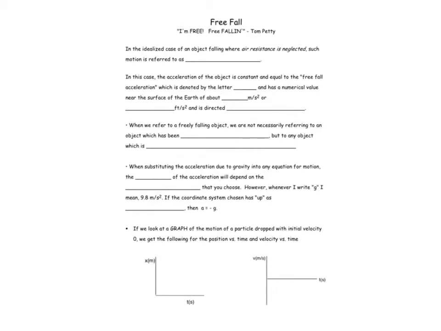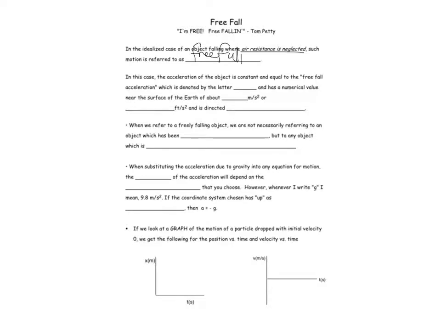In this video, we're going to be talking a little bit about free fall. Free fall is really the perfect scenario where the only thing that is happening is our object is falling. When our object is falling, there's a few things that we can assume. In the idealized case of an object falling where air resistance is neglected, and that's important to remember, air resistance is not there. There is no air. Such motion is called free fall, and that's the type of motion that we're going to be talking about.